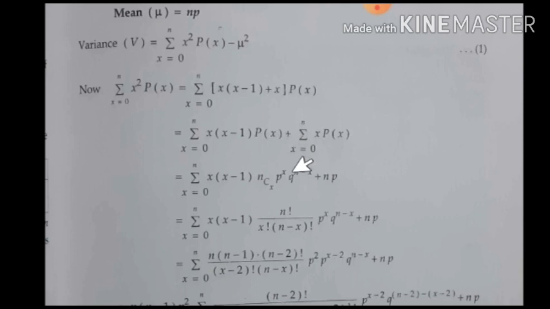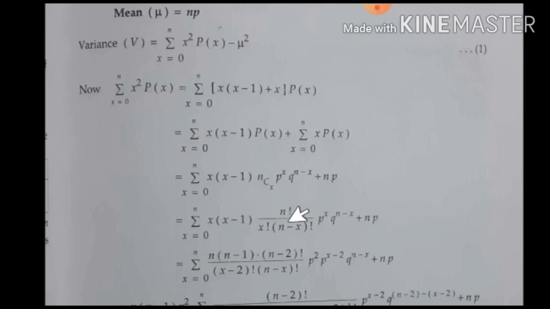Here for p of x, the binomial expansion formula we have substituted. Then the nCx expansion is done. How we simplified a factorial in the previous derivation of the mean, in the same way, x factorial can be written as x into x minus 1 factorial. But again x minus 1 will be left out for the simplification.